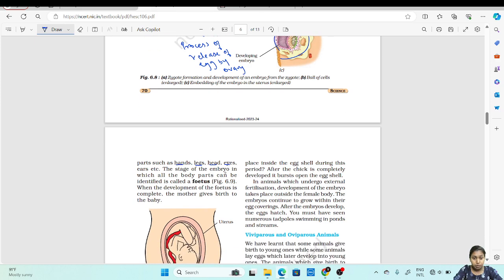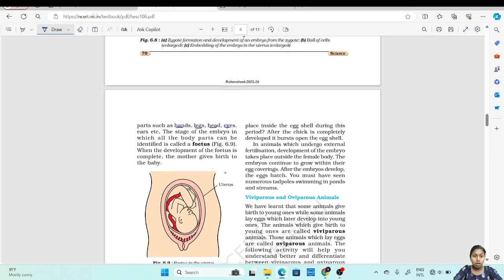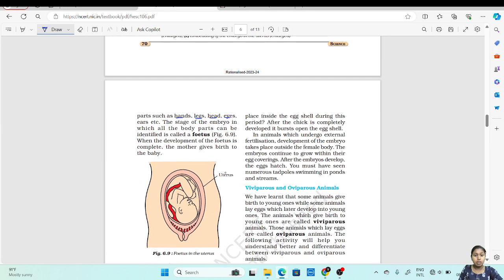Then the stage of the embryo in which the body parts can be identified is called fetus. So what is a fetus? This is a fetus where we can identify that this is head, this is hands, legs. The stage of embryo in which all the body parts can be identified is called fetus. When the development of the fetus is complete, so when the baby is formed completely and has developed all the body parts, hands, head, everything, then the mother gives birth to the baby.